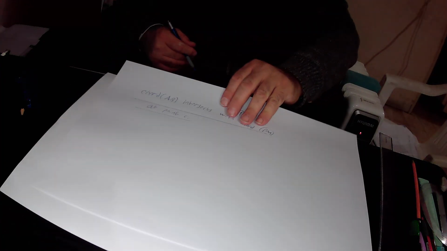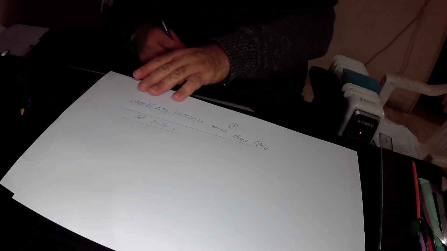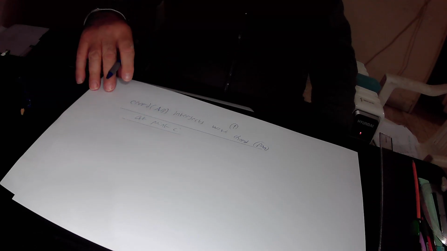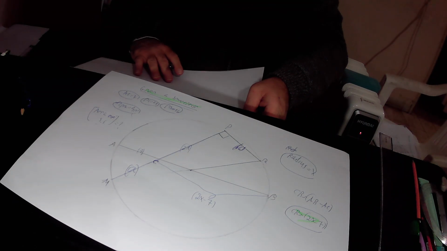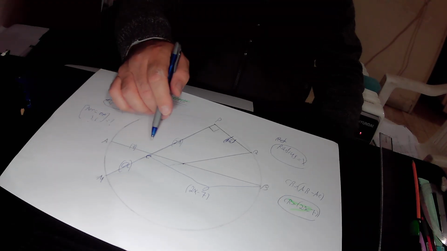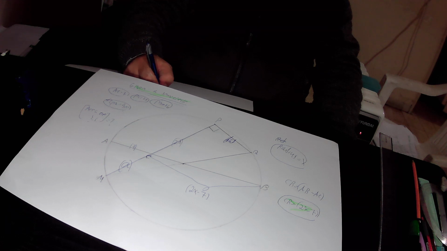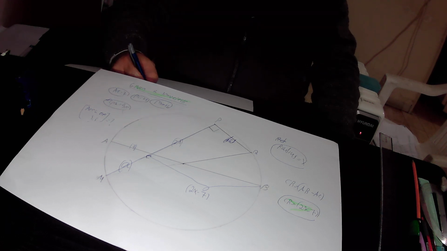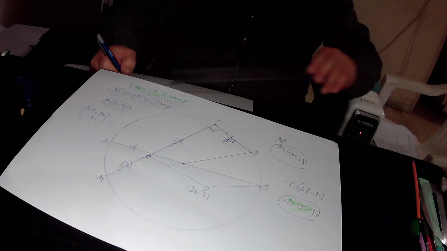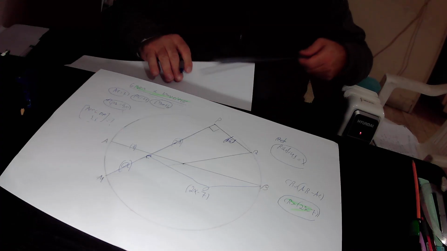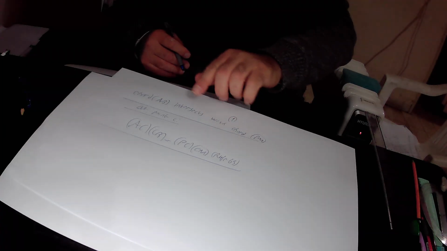Again, chord AB intersects with chord PM at point C. Therefore, according to rule 65, the following equation is true: AC times CB equals PC times CM. And again, according to rule 65, AC times CB equals PC times CM.